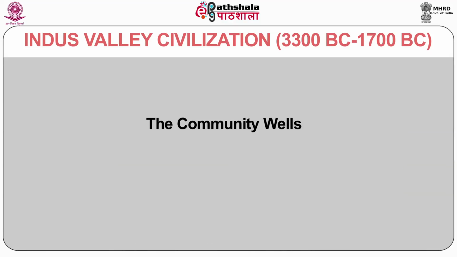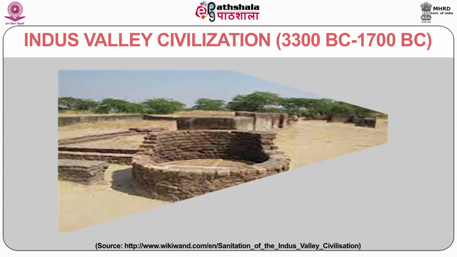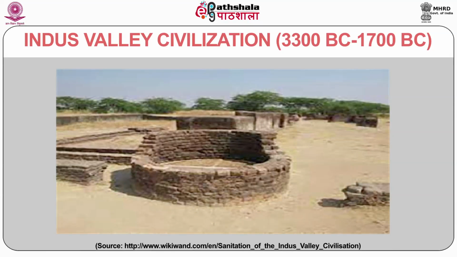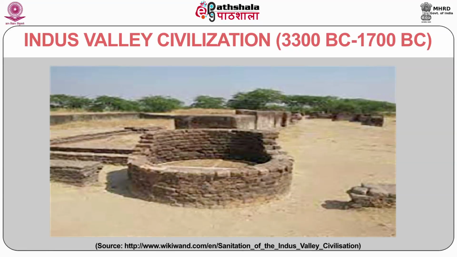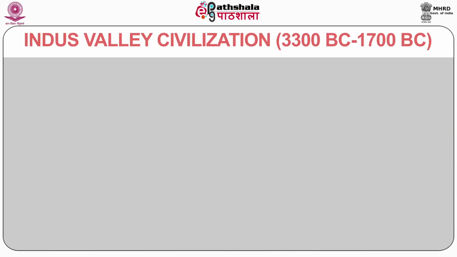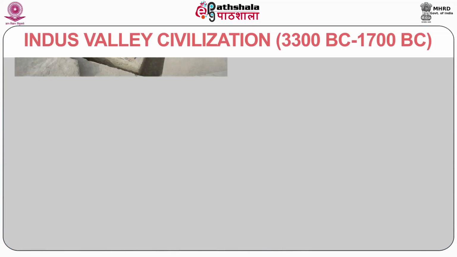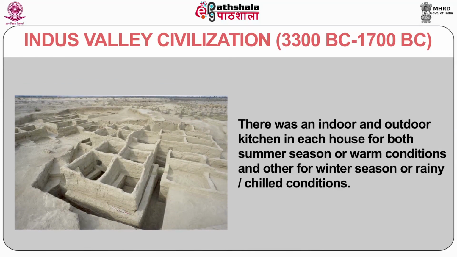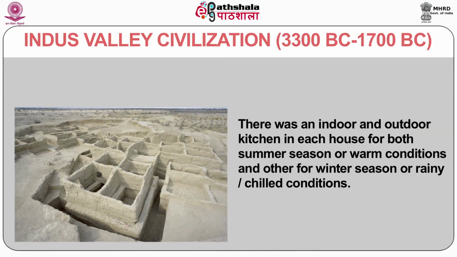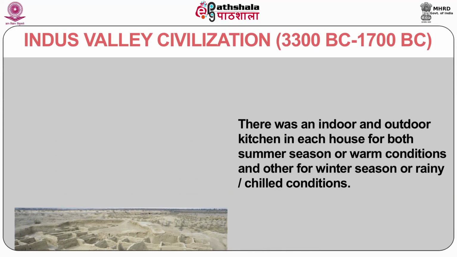Then there were the community wells. Wells in most houses were quite common and comprise one of the most recognizable features of Harappan urbanism. The houses were made of sun-dried or kiln-fired mud brick. These bricks were so strong they have stood up to thousands of years of wear. There were an indoor and an outdoor kitchen in each house, one for the summer season or warm conditions and the other for the winter season or rainy or chilly conditions.